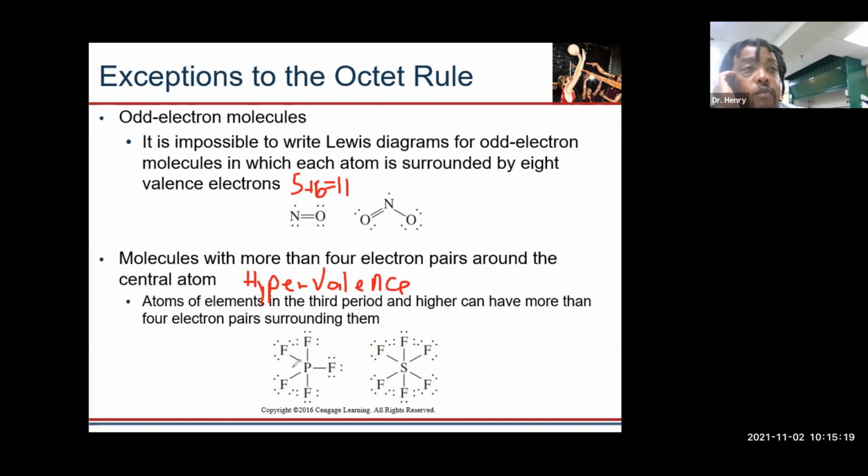So if you see something that has more than 8 electrons around it, it's called hypervalent. Okay, and this only happens in the 3rd period or greater. So things that are in the 2nd period won't do it. Okay, so you'll never see this with nitrogen or oxygen.